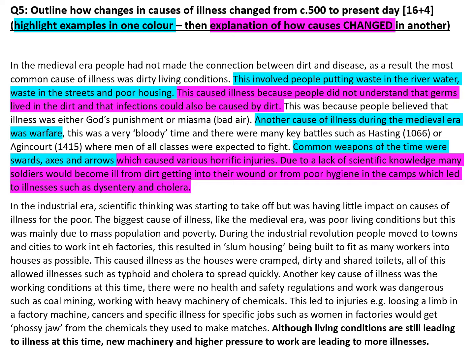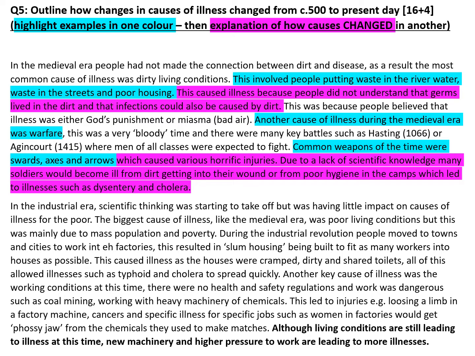This caused illness because people did not understand that germs lived in the dirt and that infections could also be caused by the dirt. This was because people believed that illness was either God's punishment or miasma, bad air. So I'm constantly using context, I'm constantly using detailed facts. Another cause of illness during the medieval era was warfare. This was a very bloody time, and there were many key battles such as Hastings in 1066 or Agincourt in 1415, where men of all classes were expected to fight.